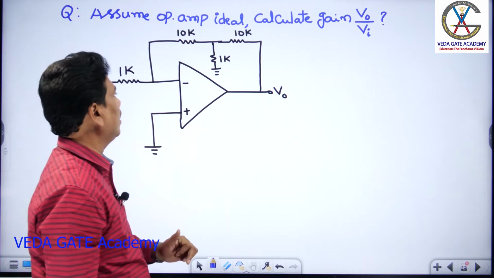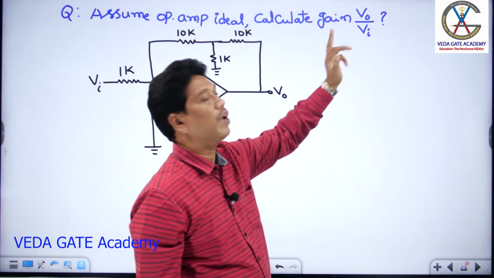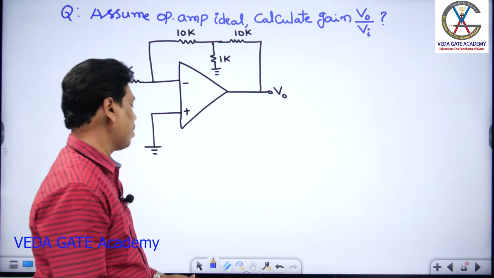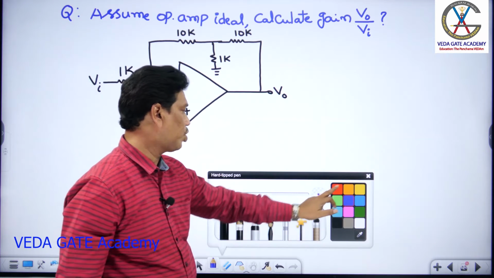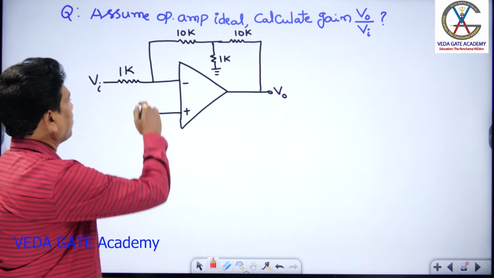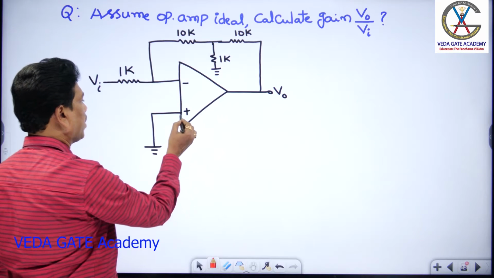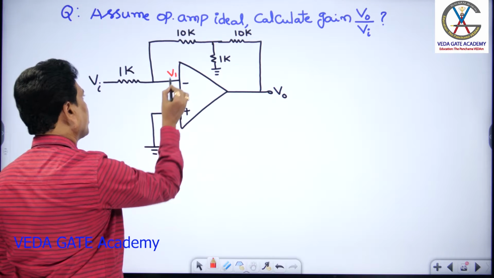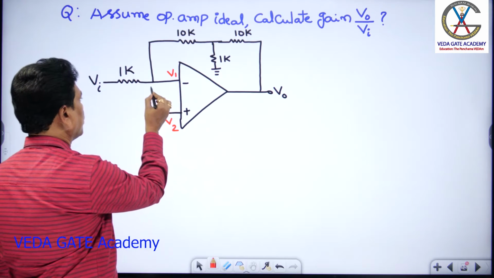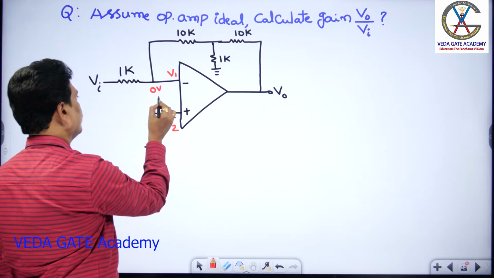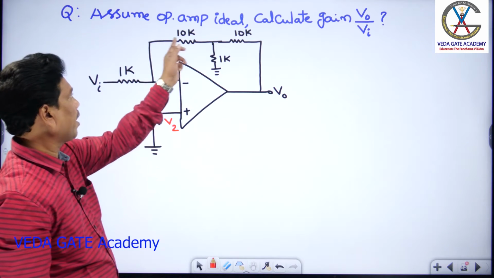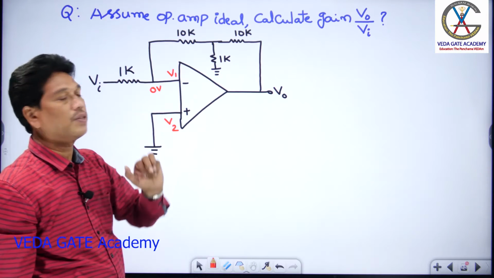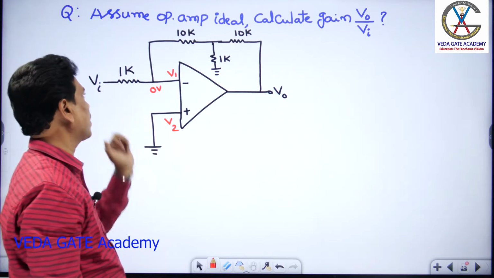Assuming the op amp is ideal, calculate the gain V naught by Vi. Check out, this is the op amp circuit given. The non-inverting terminal is at ground, and this is the inverting terminal. Using virtual ground, this one is also at 0 volts. In the feedback part, two 10 kilo ohm resistors are there, and here a 1 kilo ohm resistor is there. We are asking what the gain of this circuit is.